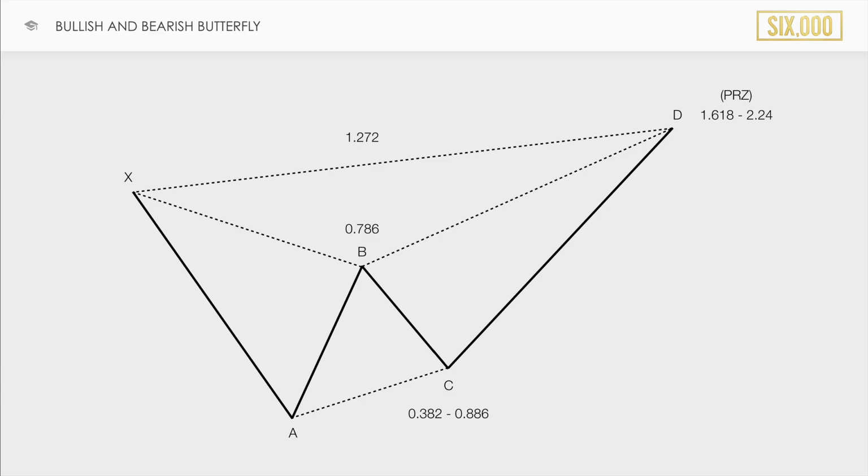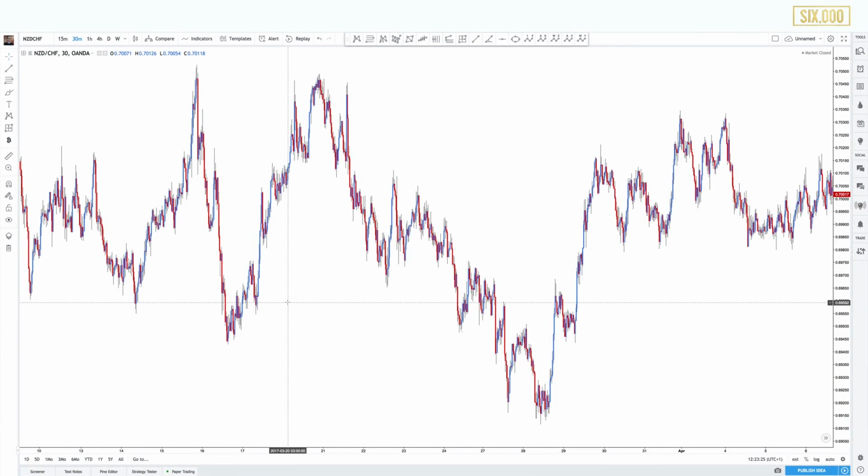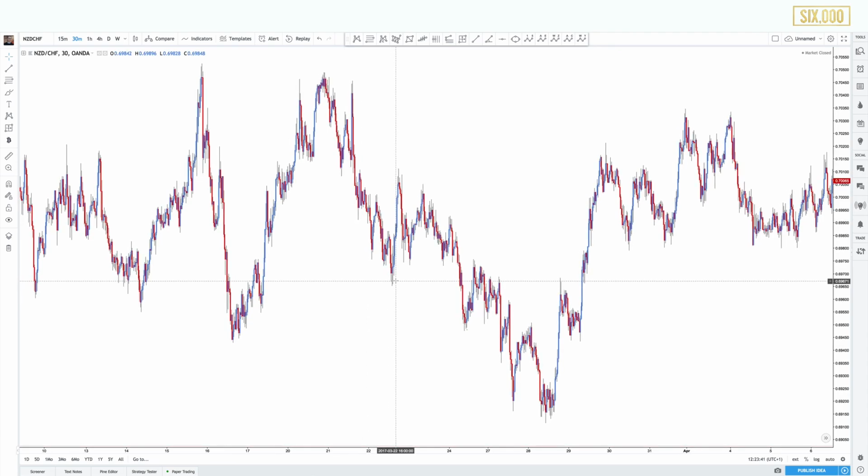And just like with the Gartley, I'll give you a live example of a bullish and bearish butterfly. We're back on TradingView. We're now looking at New Zealand dollar Swiss franc on the 30-minute chart. I'm just trying to provide as much variation as possible. We've looked at the 4-hour chart, the daily chart. We're now looking at the 30-minute chart. And it's just to illustrate that these patterns do work on all time frames.